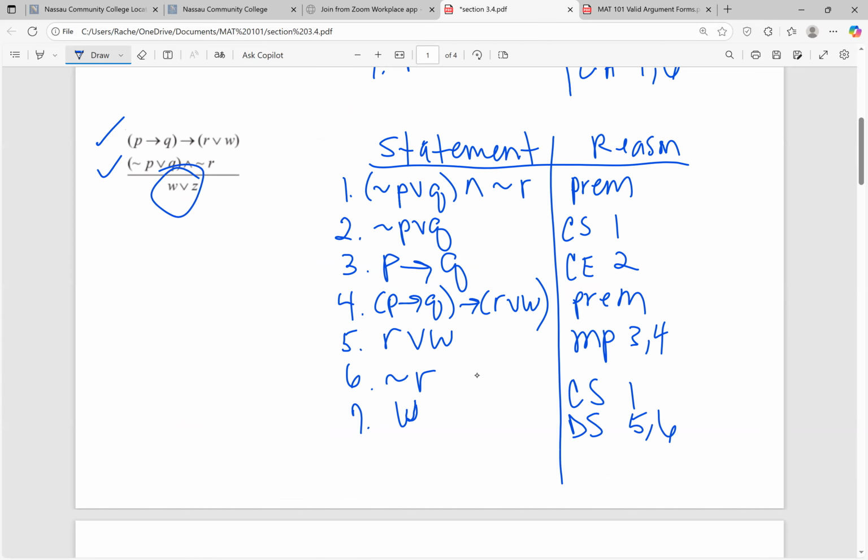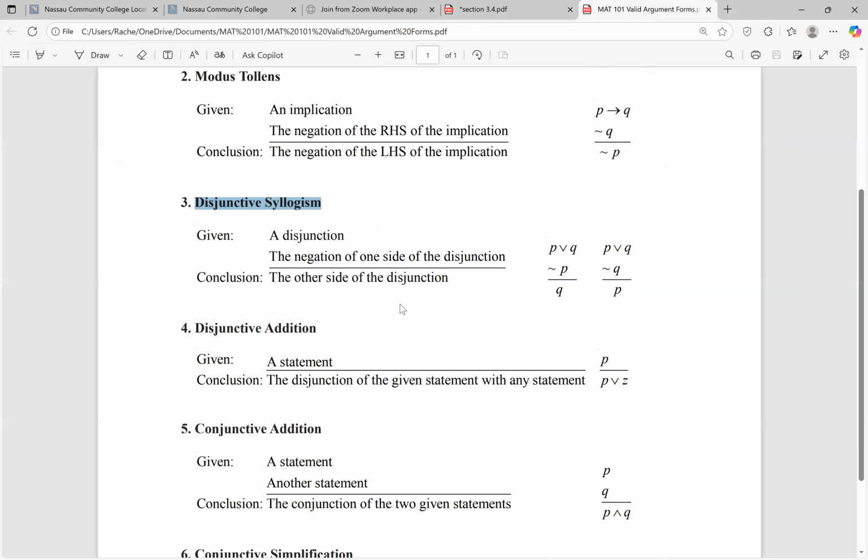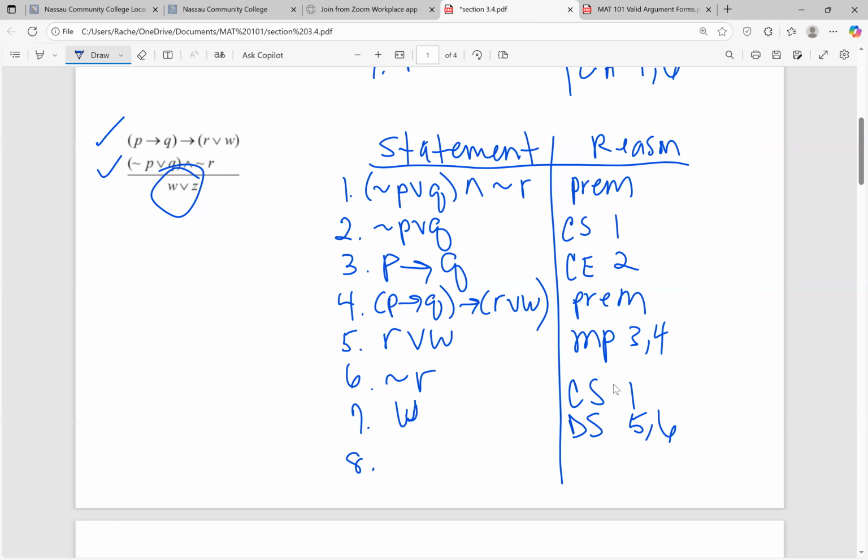And remember, if we know that a statement's true, then we could join it with a disjunction to any other simple statement we want, and we know that it's still going to be true because true or anything is true, right? And that's my disjunctive addition. So we want to join it with Z, right? So W or Z is going to be true. And that's because of the disjunctive addition, on statement 7. And that concludes our argument.